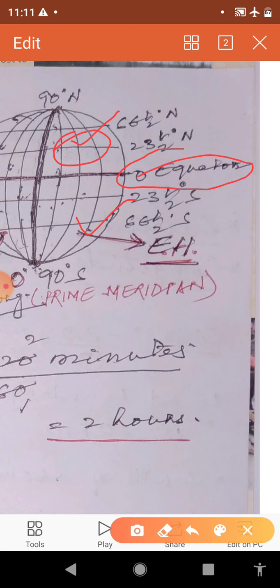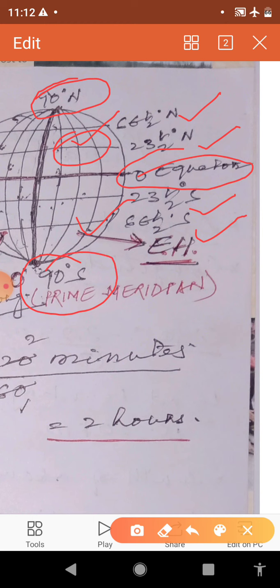Then another important latitude, that is 23.5 degree northern latitude. It is known as Tropic of Cancer. 23.5 degree southern latitude is known as Tropic of Capricorn. 66.5 degree northern latitude is known as Arctic Circle. 66.5 degree southern latitude is known as Antarctic Circle. 90 degree north is known as North Pole and 90 degree south is known as South Pole. So these are the important parallels of latitudes.